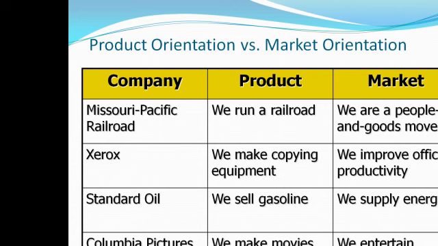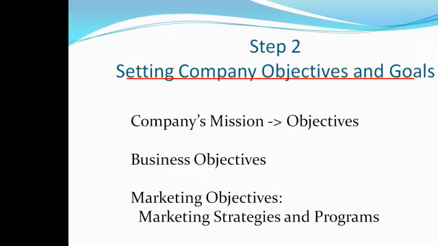Columbia Pictures is a big famous company like Warner Brothers, Disney, Paramount Pictures, and Columbia is one of them also. What is their product? Their product is that they make movies. But what is their market? Their market is that they entertain people. It can't get better than this matrix of product orientation versus market orientation.